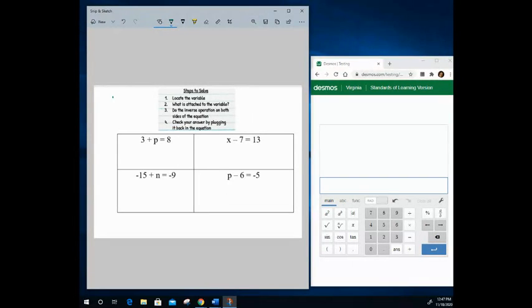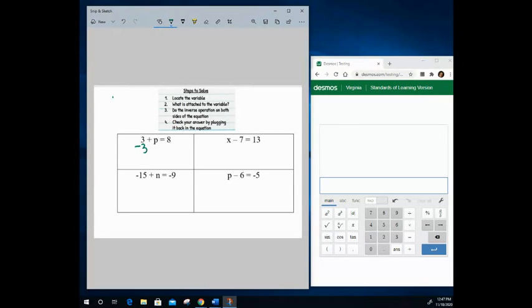So let's take a look at this first problem. It says 3 plus p equals 8. Now you might be saying, well, I already know the answer is 5 because 3 plus 5 is 8. That's great, but let's go ahead and show our actual thinking for this. So our variable is p. Attached to it is an addition of a positive 3. So to undo adding 3, we're going to subtract 3.